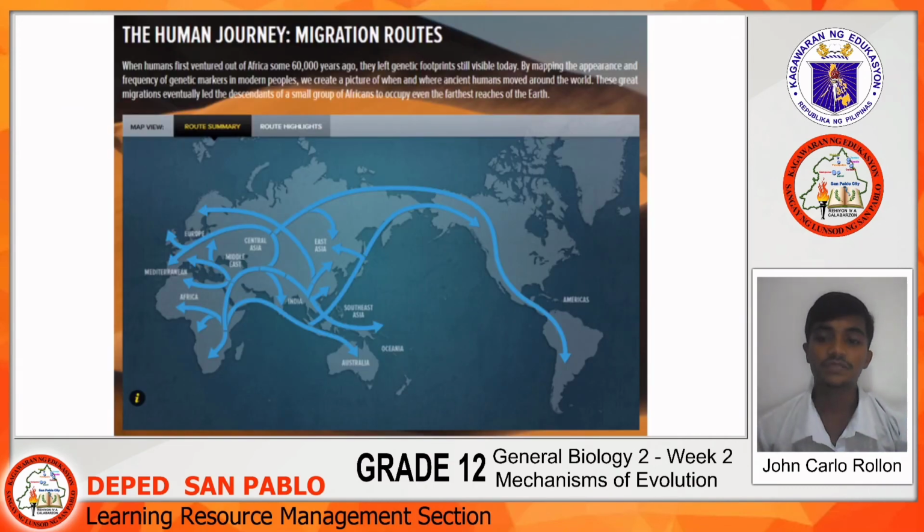An example of gene flow is the migration of humans. As you can see in the picture, it is entitled The Human Journey, the Migration Routes. So human migrations have occurred throughout the history of mankind and are defined as the movement of people from one place to another. However, in a genetic context, this movement needs to be associated with the introduction of new alleles in a population through successful mating of individuals from different populations.